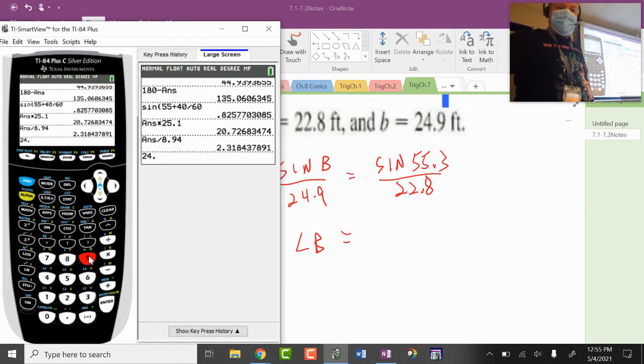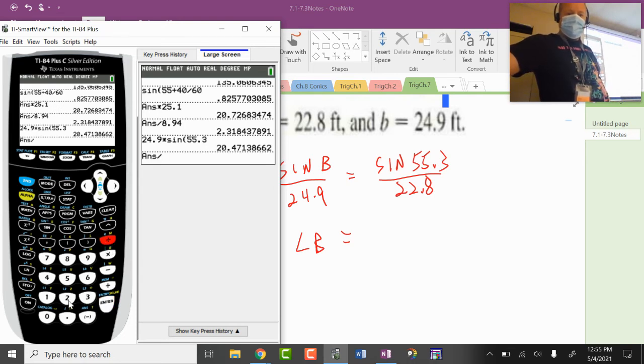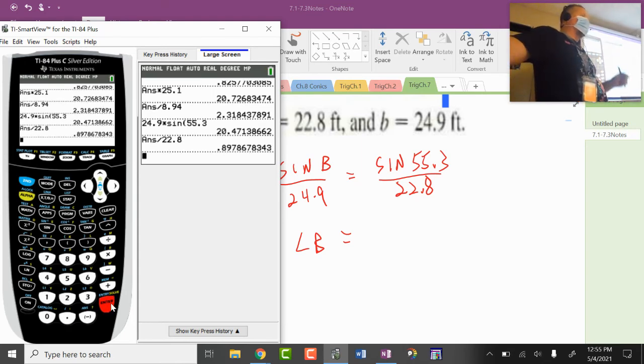24.9 times, you're certainly better than me at this. It's hard for me to type on this thing. 55.3. Again, double check that you're in degrees. I always press enter. So I don't have to worry about not closing my parentheses or whatever. And then divide that by 22.8. That's what mathematically would happen in this. Okay, that number is less than 1, so I know I'm going to get an answer. Okay, but that's what sine of B equals.